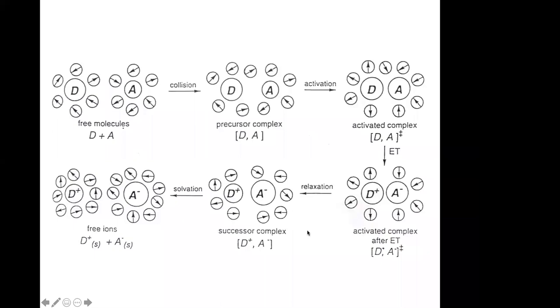Good question. Okay, so once you've got the successor complex, then those two metal complexes can diffuse away, and there could be some work involved in bringing them apart. Okay, so then we've gone from reactants to products. Any other questions so far on this mechanism? Please speak up if there are.